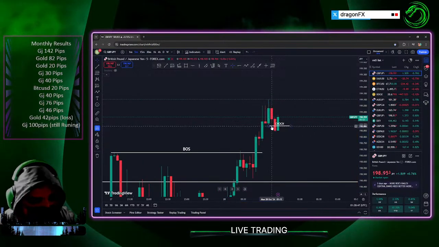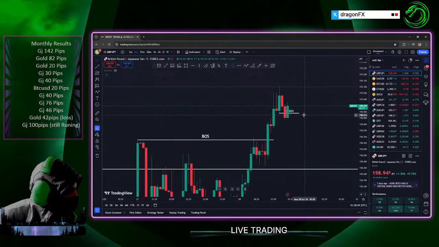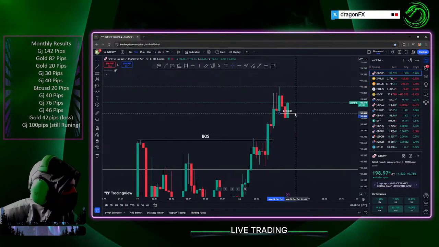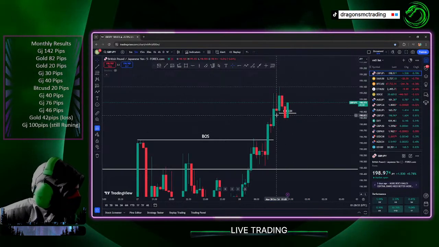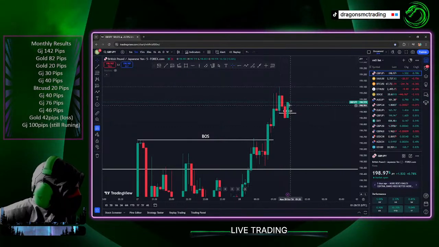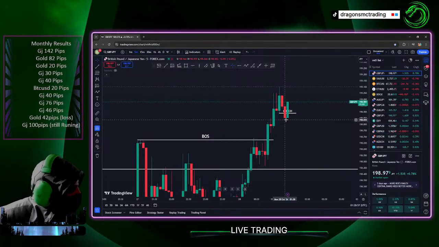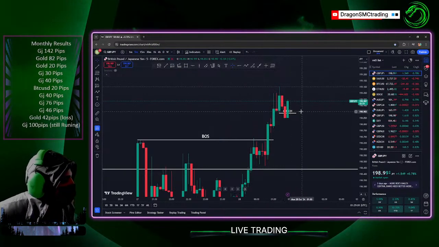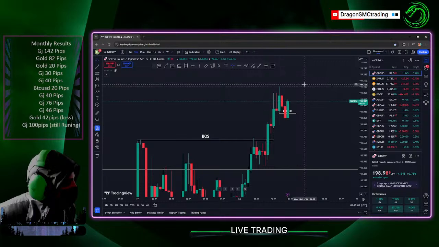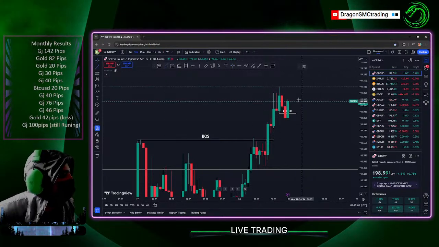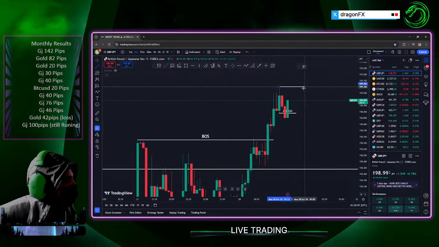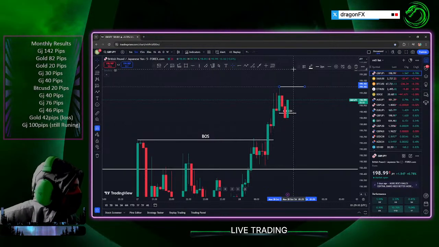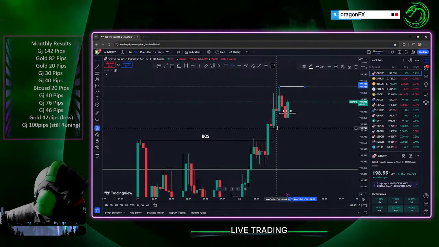Remove this so you can see it. Okay, this is where the change of character happened, when price broke below this low right here, creating a lower low. So this is a market shift from bullish to bearish. Now if we need to see another market shift from bearish to bullish, we need to see this high right here break. If this high right here breaks to the upside, then the market has shifted from bearish to bullish.